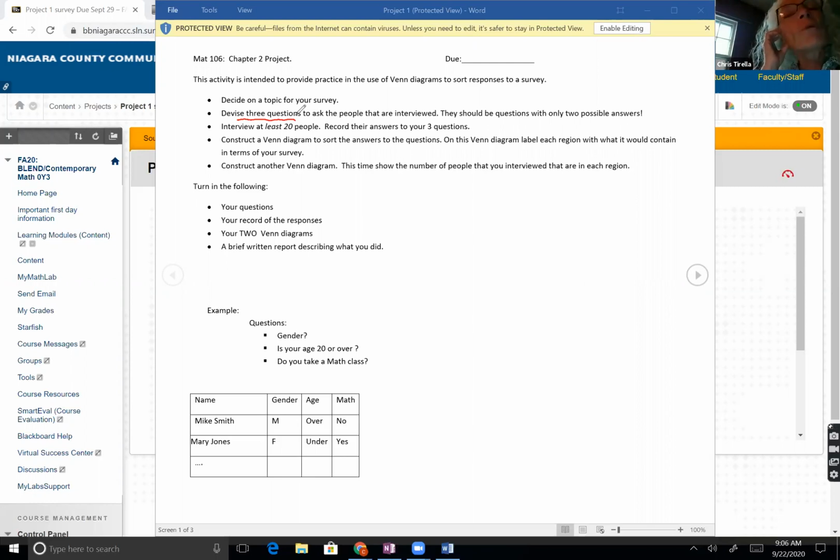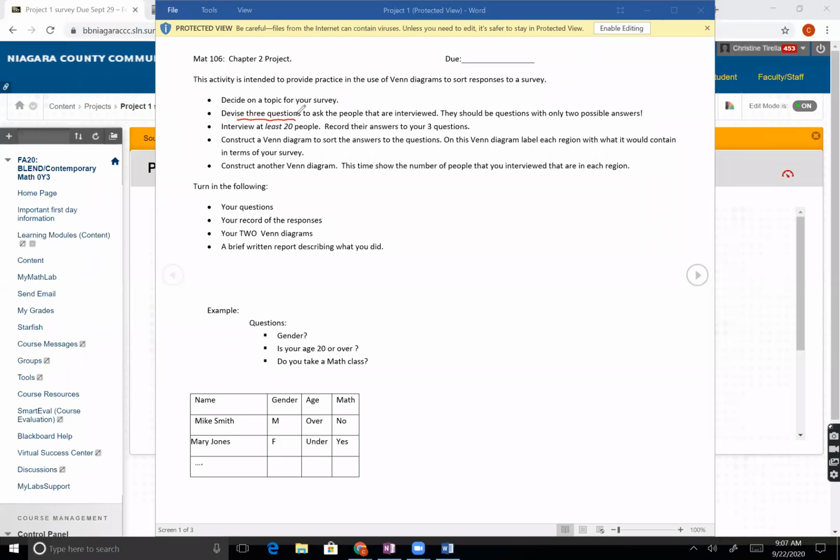I once had somebody who made a very ornate survey, and they asked people, what's your favorite color? Depending on how creative somebody is, there could be hundreds of answers to that question. That's not a good way of asking it, because we don't want a Venn diagram with 100 possibilities. Instead, if I was asking people about their favorite color, I might say, is your favorite color blue? And then in a Venn diagram, either they like blue or they don't. Do you know what I'm saying?